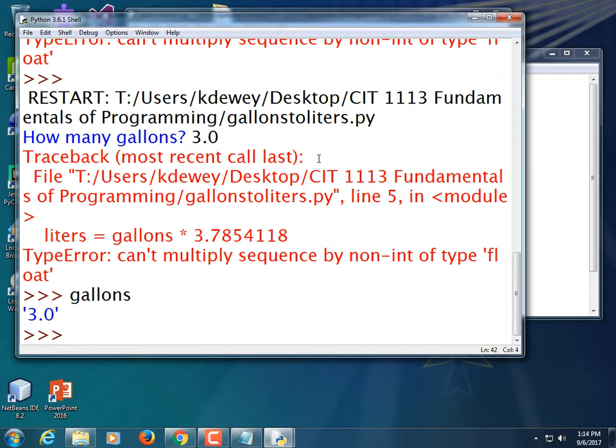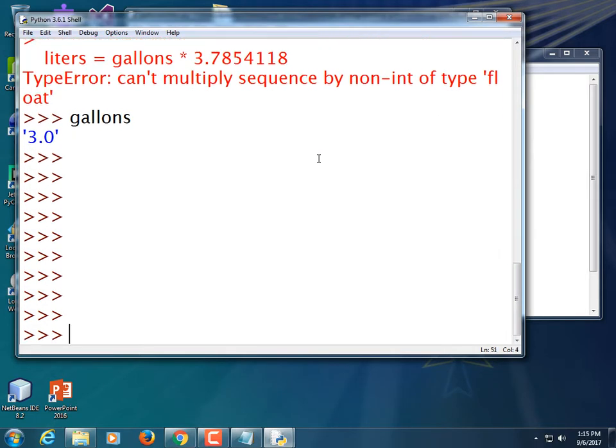remember when I type gallons right here? That's what I got. That means it's a string. It's the string 3.0. It's kind of like when you work on web pages. You know how when you enter stuff into a web page, I don't care if it's a phone number, whatever, it's always entered as a string. Then you need to convert it to the variable type that you need.